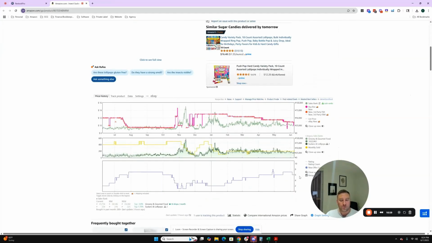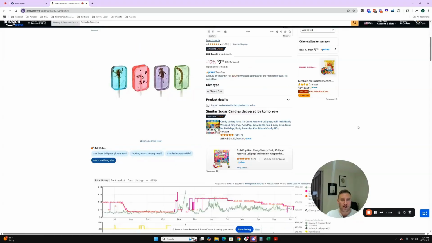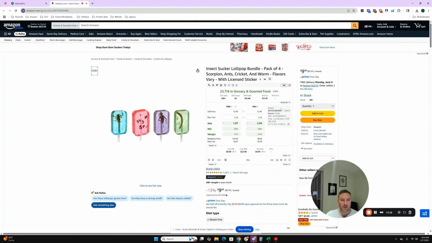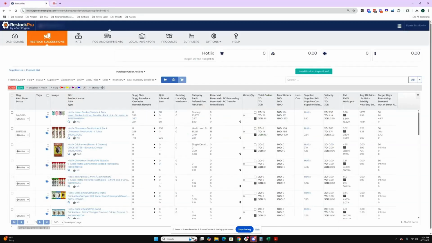So my take on this product is that the price is pretty much bottoming out. I see one seller already sold through. So if I bought this now, by the time it's in Amazon, I would hope to see the price rebound a little bit. Worst case, it stays the same for a while, in which case I'm still making like $1 a unit. So those are some of the factors I'm considering.